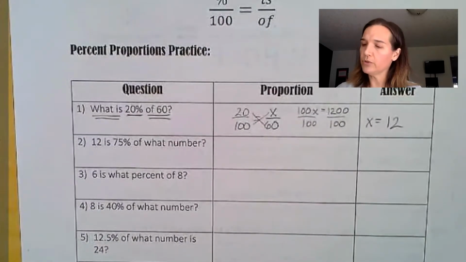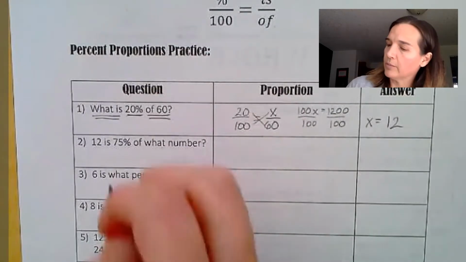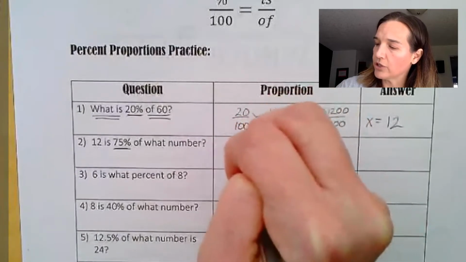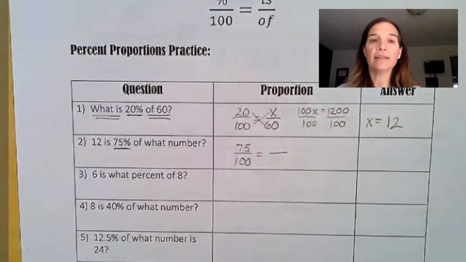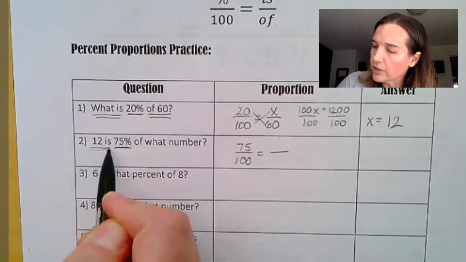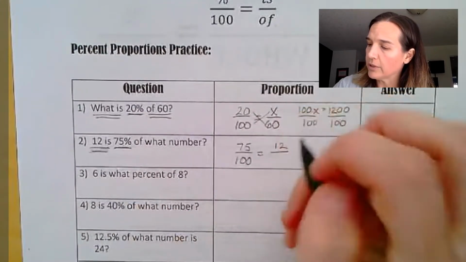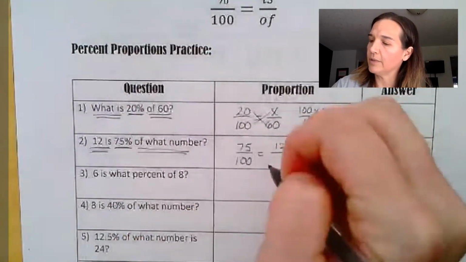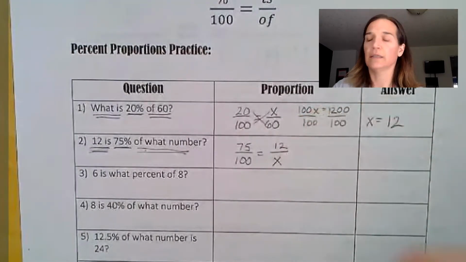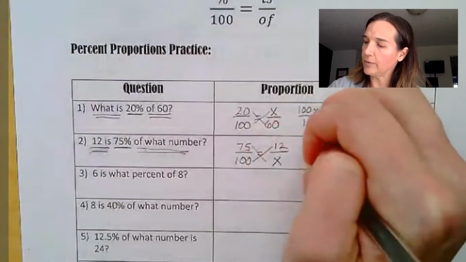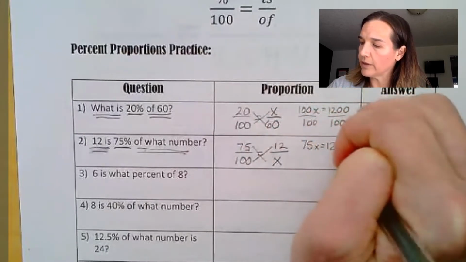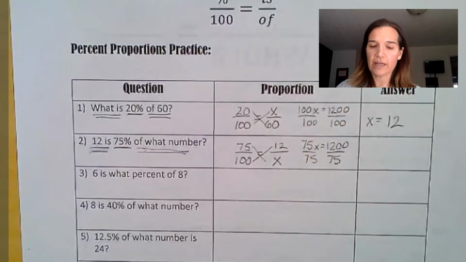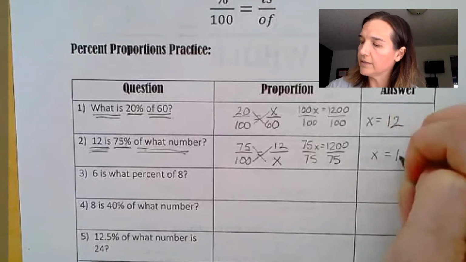So we'll keep going. Number 2, 12 is 75% of what number? Again, percent's easiest one to identify. I'll write 75 over 100. Then I'm looking for my is and my of. Well, notice 12 is, there's my is, that's my top number. Of what number? Well, the of is the bottom, and we don't know it. That's our variable x. Cross multiply, we have 75x equals 1,200. And we're going to divide both sides by 75 to solve for x, leaving us with x is 16.